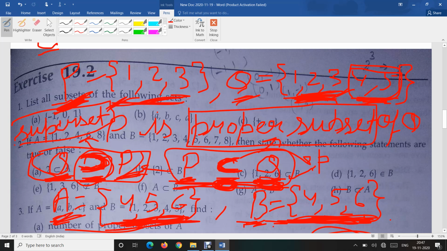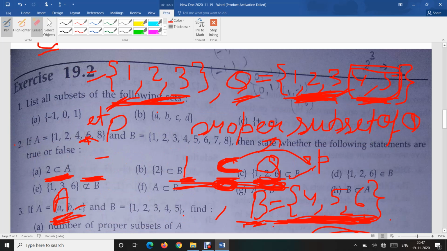We will read it as superset. Okay, Q is the superset of P. Hope you understand all these things. Now let us move towards the next topic, which is universal subset.